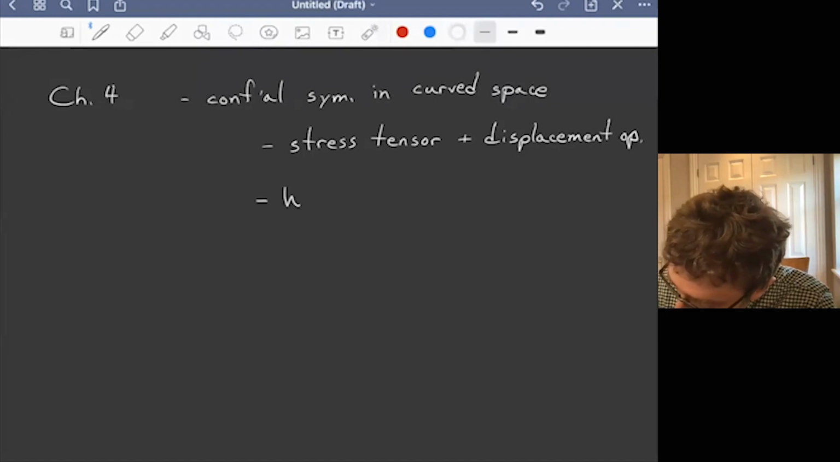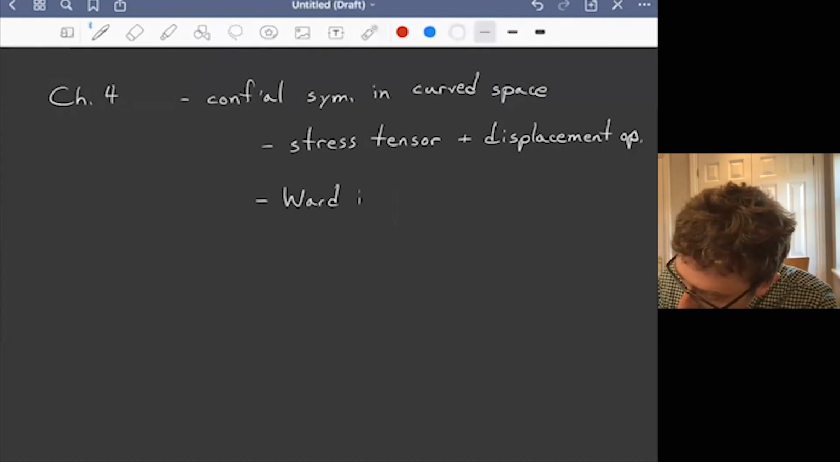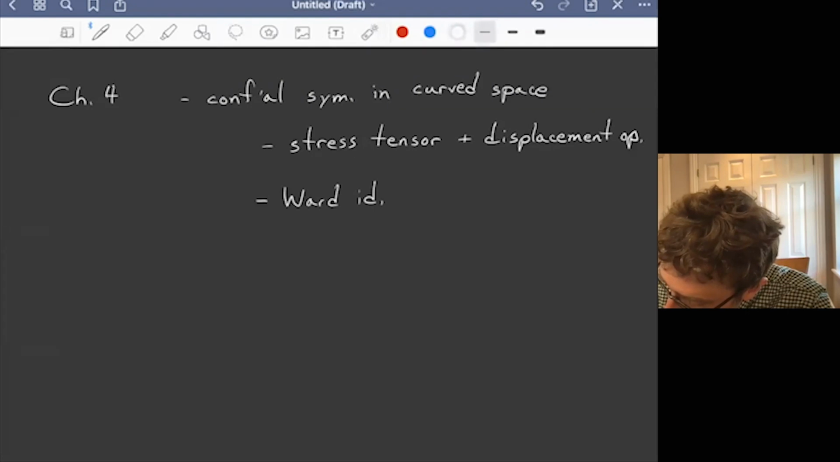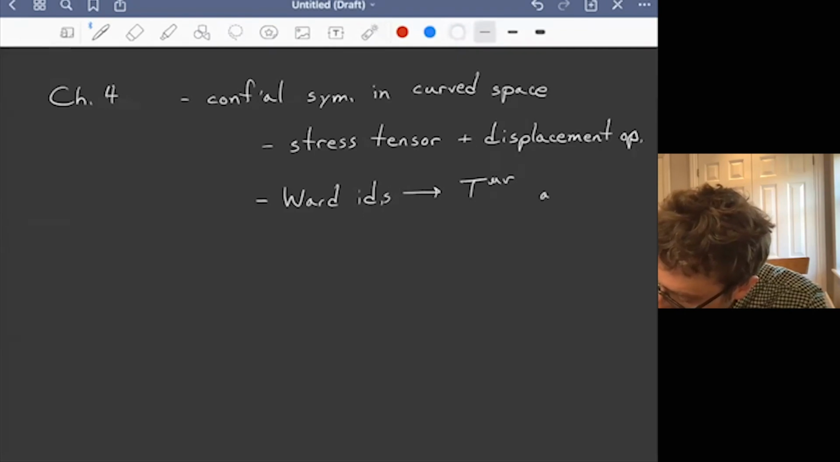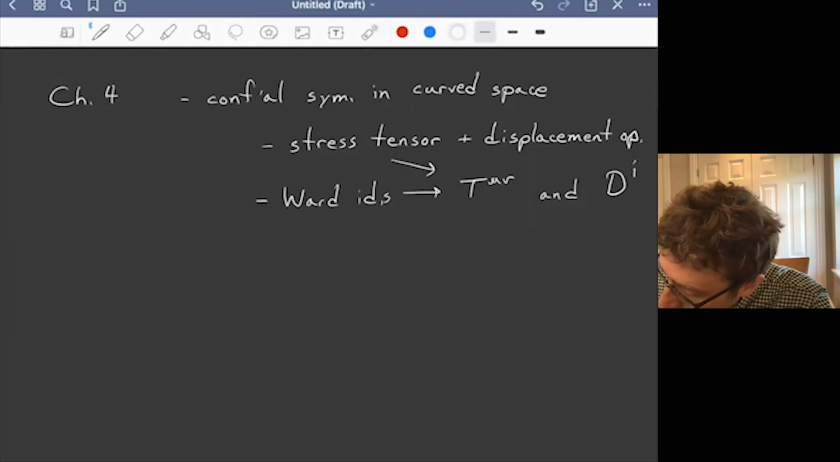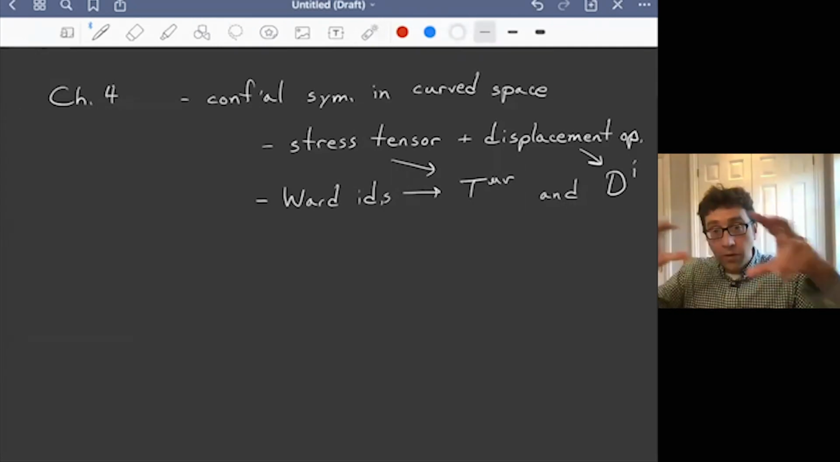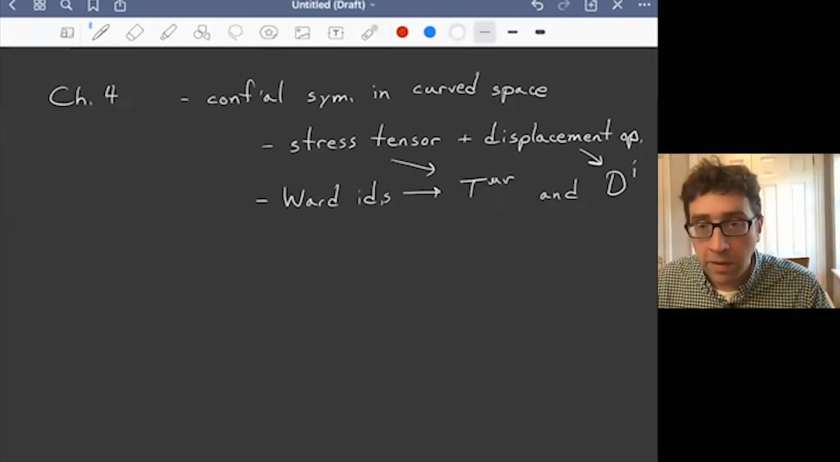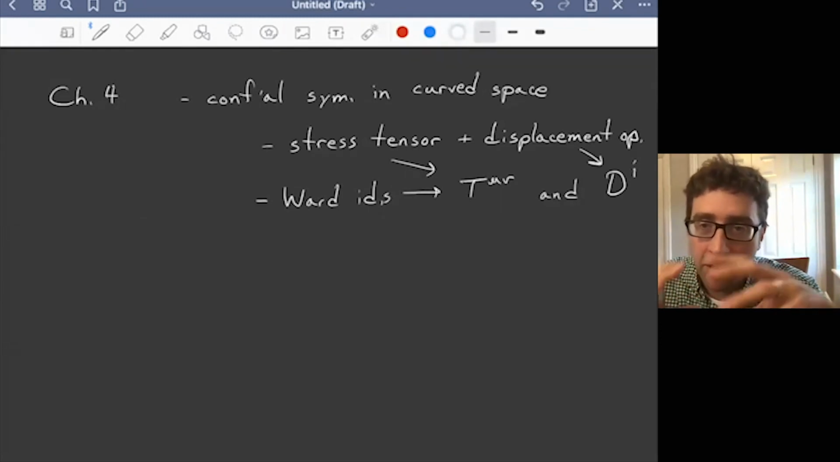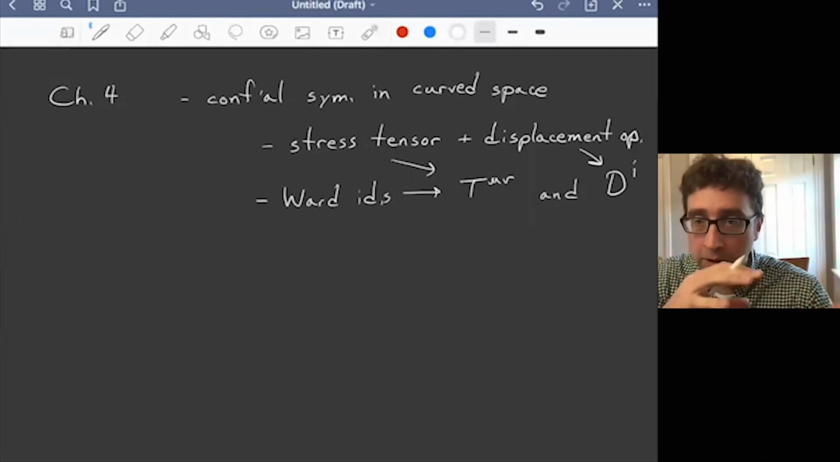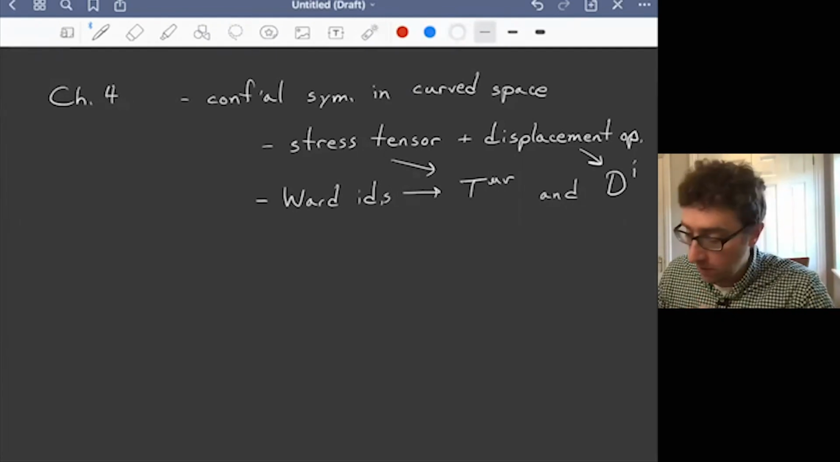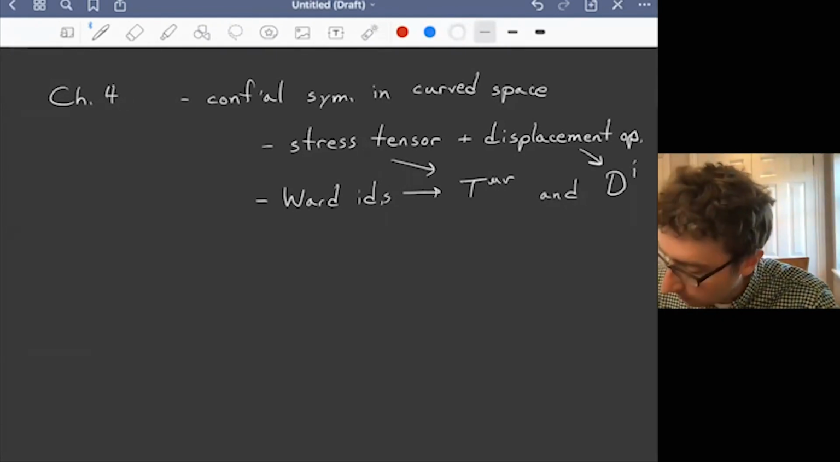And we'll also introduce Ward identities, which will be useful for computing correlation functions with the stress tensor and the displacement operator inserted. We basically find an identity that relates the correlation function without this insertion to a correlation function with the displacement and stress tensor inserted. So that will be chapter 4.